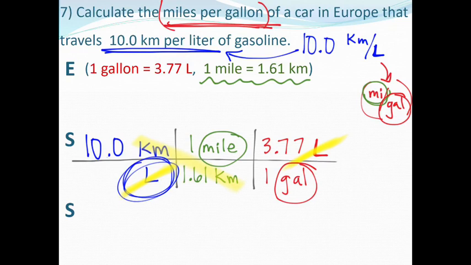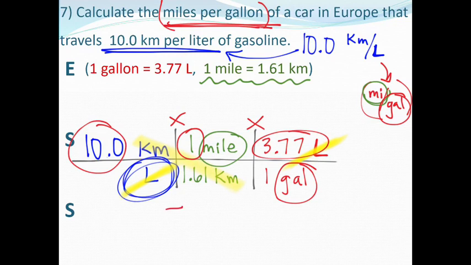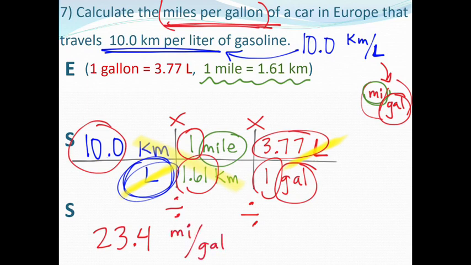So even though this seems like two completely separate conversions we were doing with the distance and the volume measurements, since it's all together, all on one line, all we should have to do is take our numbers, 10 times 1 times 3.77, then divided by 1.61 and divided by 1. And that should get us 23.4 and some other digits that aren't important, miles per gallon. That is our final answer here. So it's a simple conversion once you know to do each unit conversion separately. And that's all that there is to it.